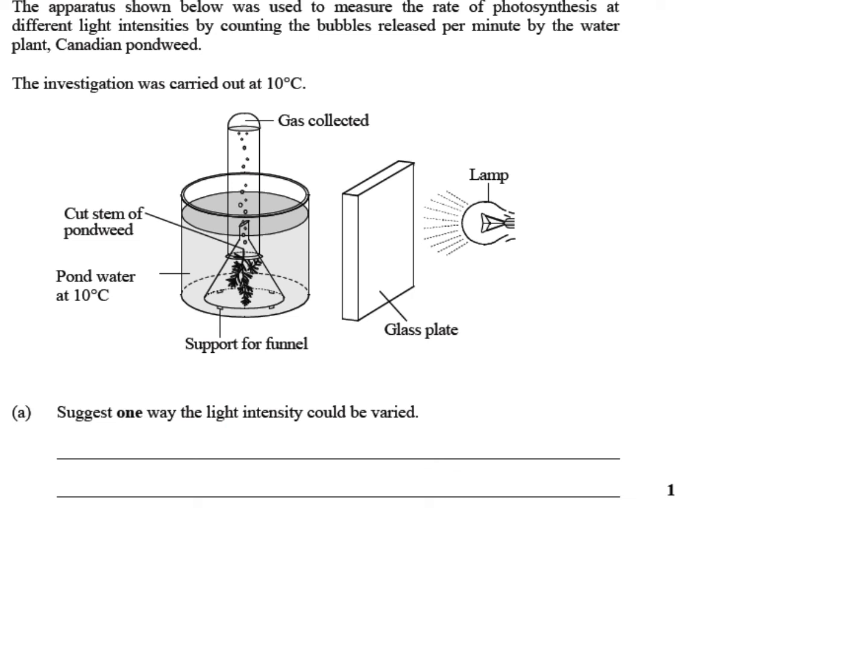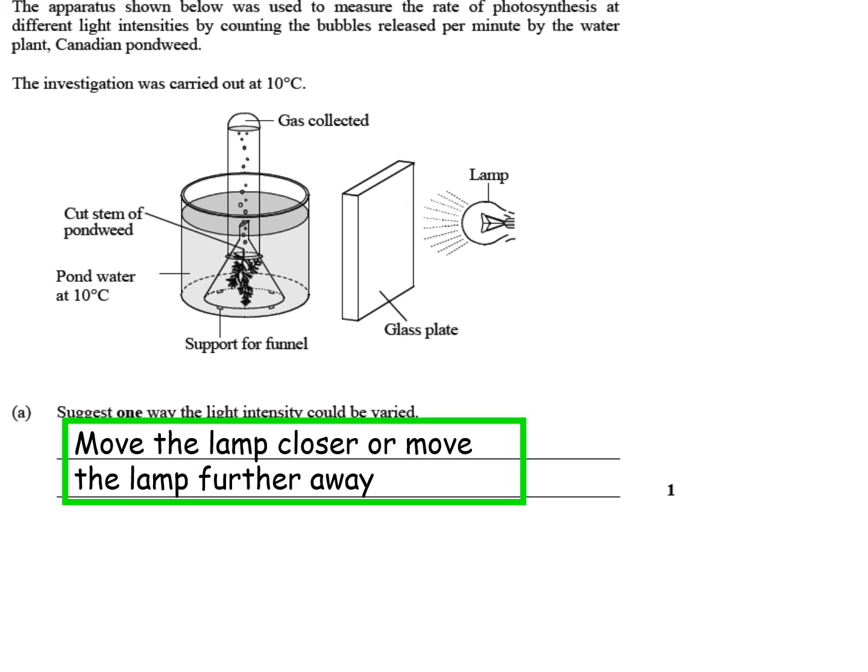Okay, so we're quite familiar with this apparatus. The apparatus shown below is used to measure the rate of photosynthesis at different light intensities by counting the bubbles of oxygen released. Now we know why the oxygen is produced, because light energy splits water into hydrogen and oxygen, and obviously the oxygen is released. So if we're investigating the effect of light on photosynthesis, how could the light intensity be varied to allow us to do that? Well, we'd move the lamp closer or further away.